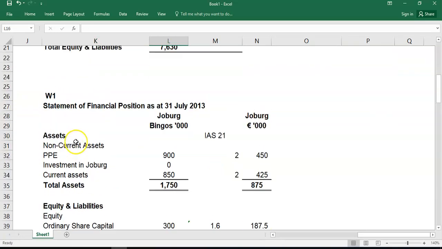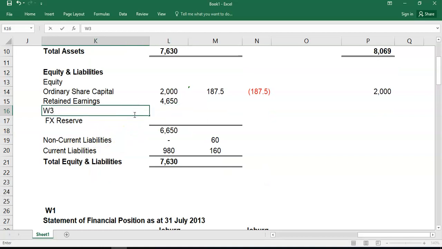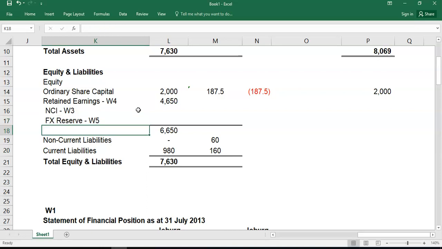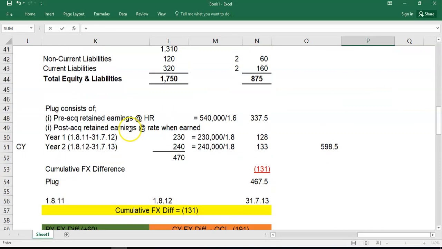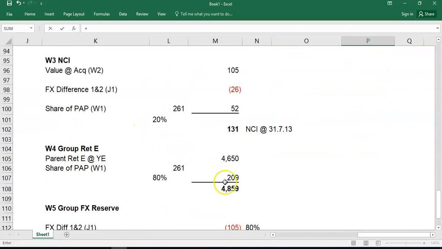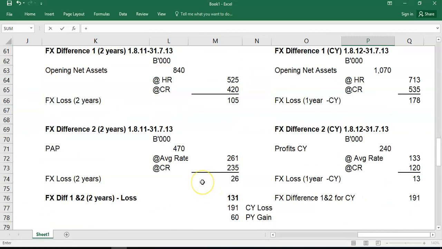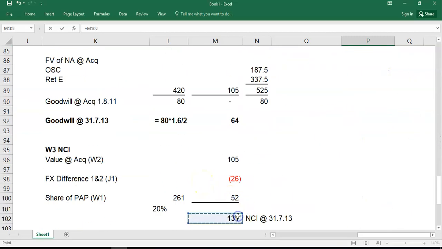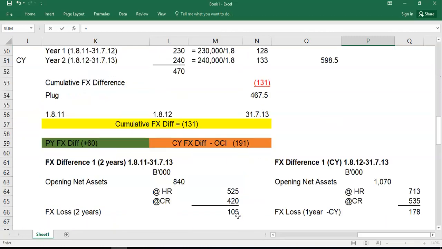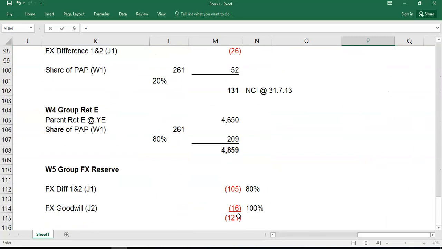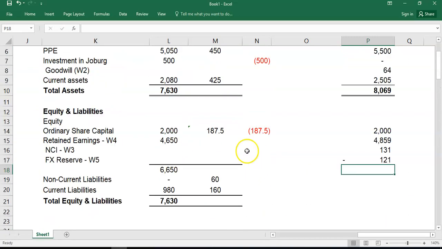So the NCI is working 3. The group retained earnings are working 4. And the group FX reserve working 5. So you don't have any workings to do here. You've it already done. All you do is slot them in. So retained earnings working 4, we slot it in. 4859. NCI working 3, we slot it in. 131. And group FX reserve, we slot it in, which is a minus figure, minus 121.